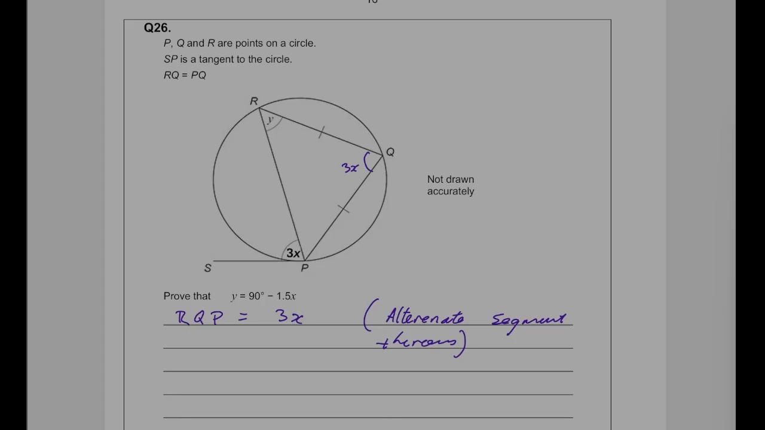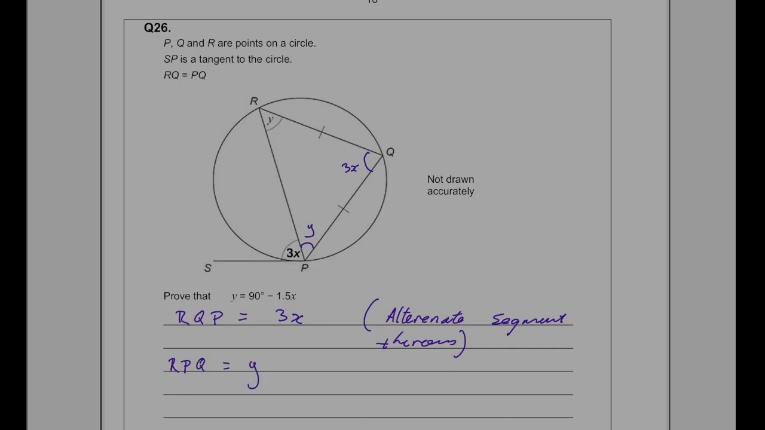And then I'm going to say that that angle there must be equal to y. So I'm going to say that RPQ is going to be equal to y, and the reason for that is base angles of an isosceles triangle.